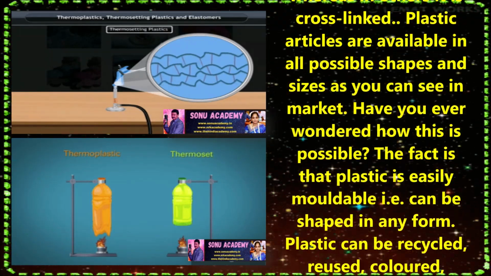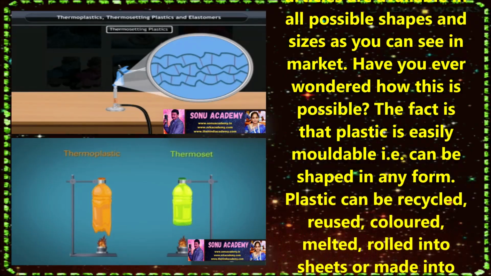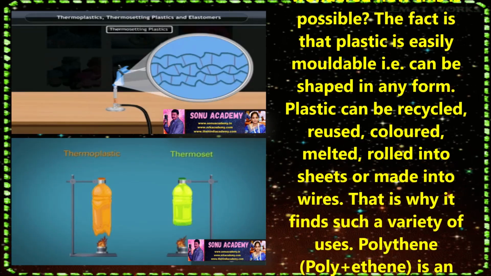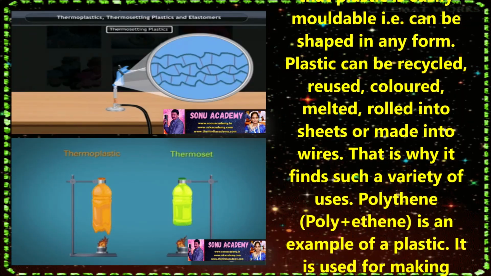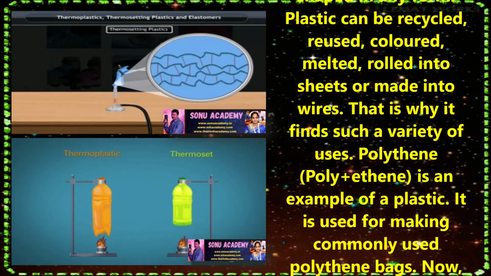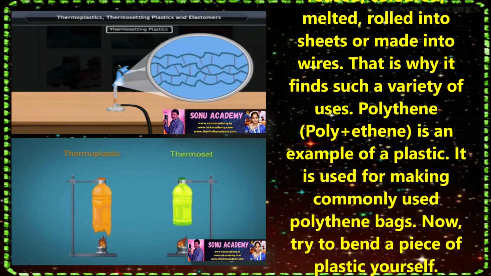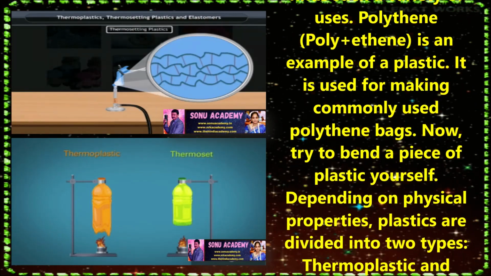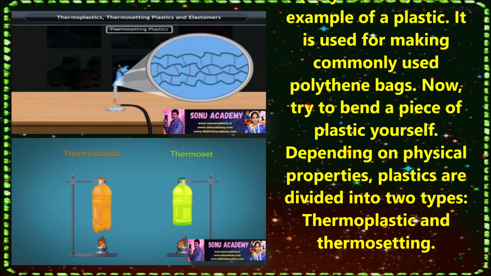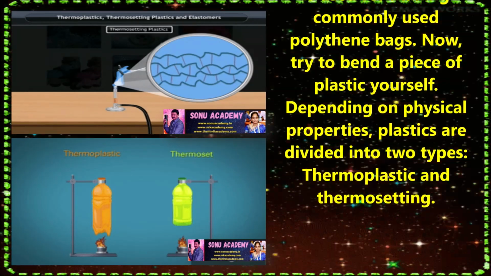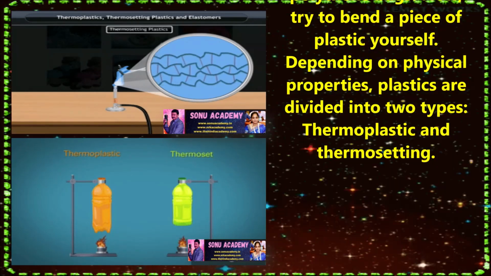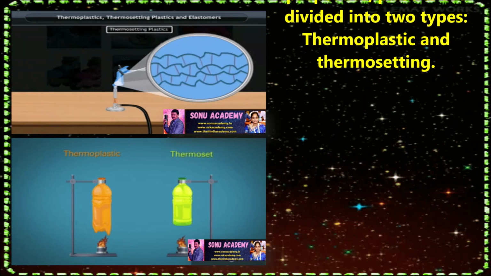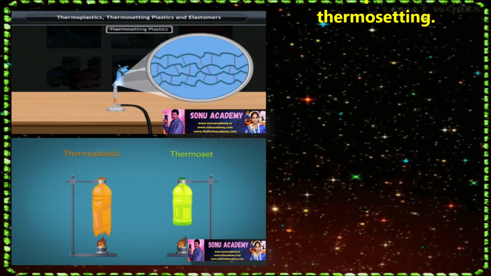Already we discussed that. Plastic articles are available in all possible shapes and sizes as you can see in the market. Have you ever wondered how this is possible? The fact is that plastic is easily moldable, that is, it can be shaped in any form. Plastic can be recycled, reused, colored, melted, rolled into sheets, or made into wires. That is why it finds such a variety of uses. Polythene is an example of a plastic. It is used for making commonly used polythene bags. Now try to bend a piece of plastic yourself.